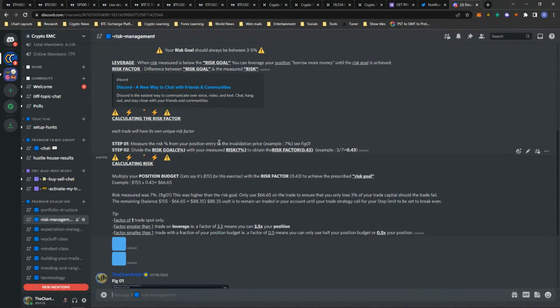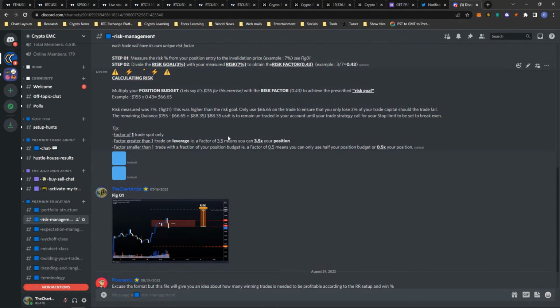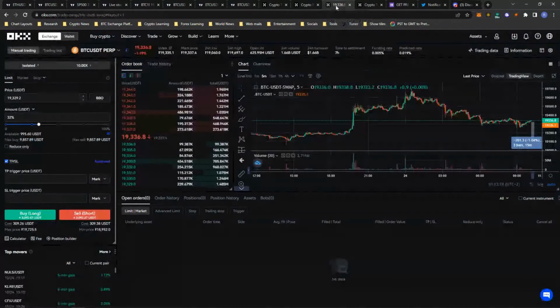If we do the calculation, we know that our risk goal is 3% and that our risk currently on the trade is 1%. So if I take 3 divided by 1, it gives me a risk factor of 3, which means I can take my position budget, times it by 3, and take the trade. If I get stopped out, I will only lose 3%. There's a few examples and a few chart setups. Go through them, familiarize yourself, and make sure that you have good risk management. This is the key to any successful leverage trading.